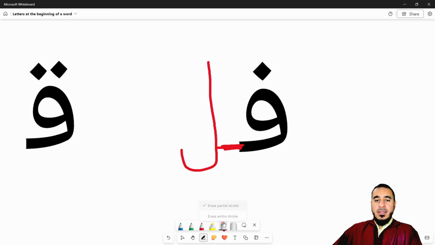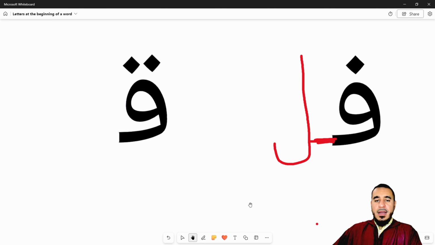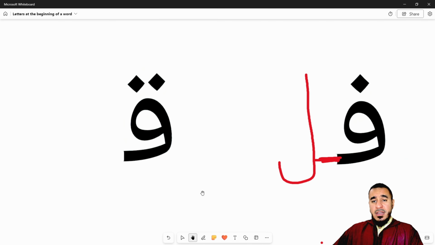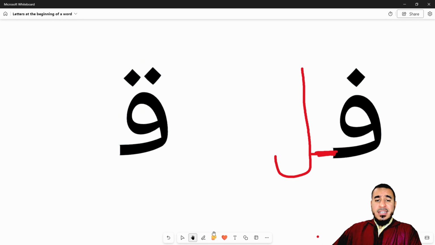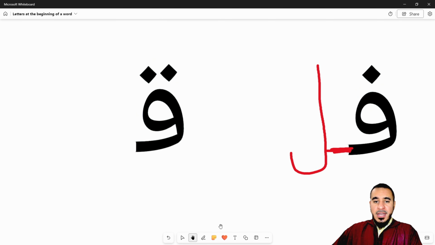And then we have the qaf. And the qaf is very similar to the shape of the fa. When the qaf is the first letter in a word, then it is very similar to the shape of the fa. Okay? The major difference being that it will have two dots above it rather than the one that the fa has. And the qaf will attach to the next letter here. Okay? It will attach to the next letter at this point here.